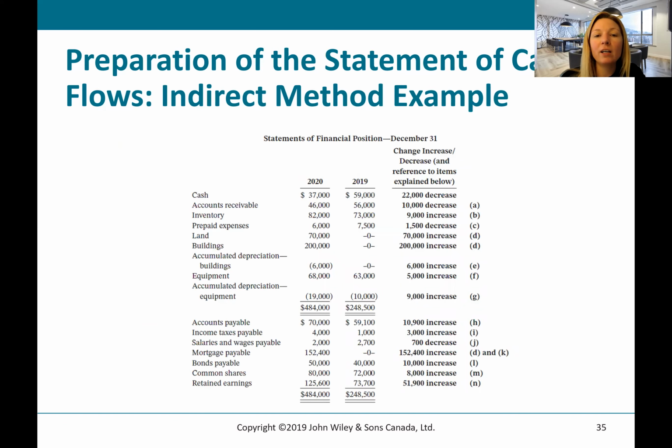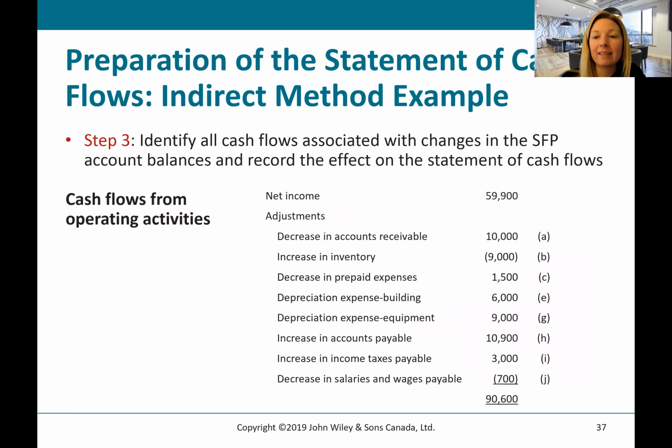So we've got, let's go back here. We've got accounts receivable decreased by 10,000. So a decrease is good. It means we've lent less credit. So that's going to be a cash inflow from operating activities. So we're going to add 10,000 back. You can see that there.